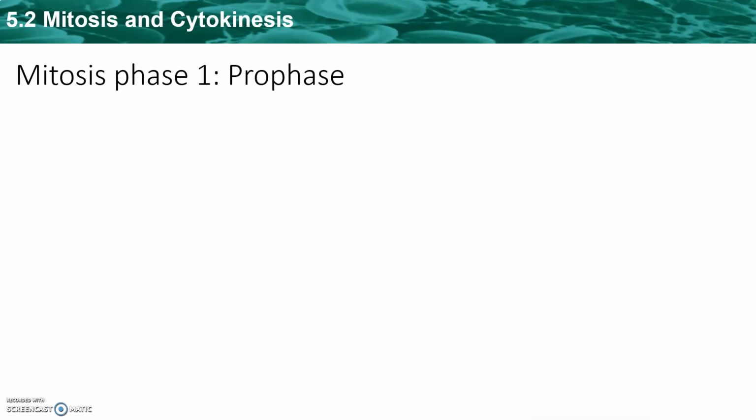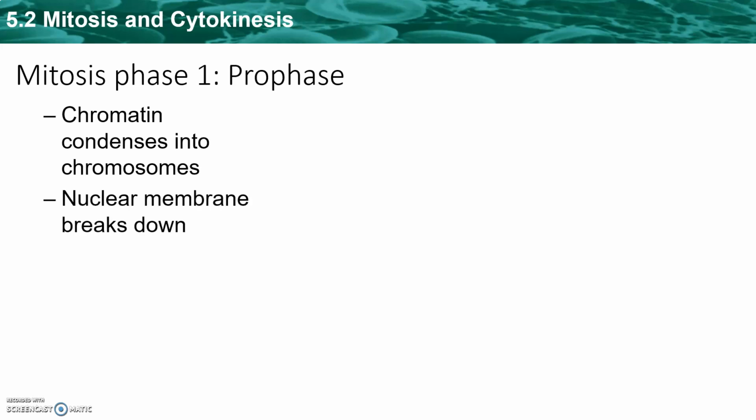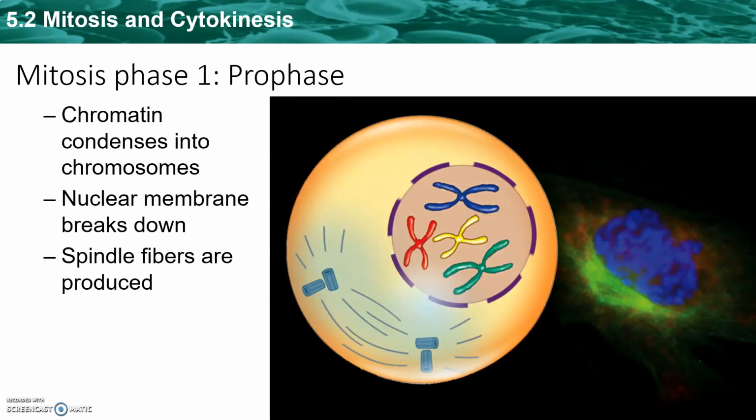Our first phase of mitosis is called prophase. There are a few things that happen in prophase. The chromatin, which was that thread on the previous picture, the DNA did not look like chromosomes like this, right? It looked like long strings or threads. So it was in the chromatin form during interphase.